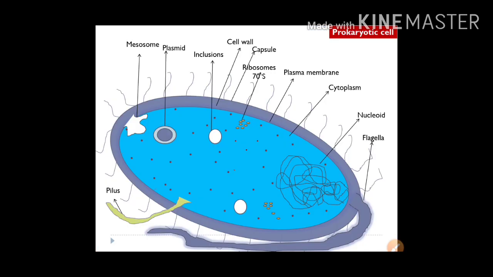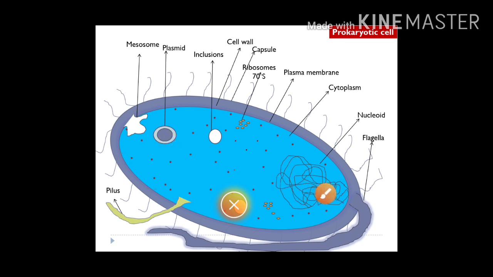This is a prokaryotic cell in which we have different portions. First we will see the capsule. The outer layer is capsule. Then inner to that is cell wall. The inner layer is plasma membrane. Inside this ground substance is cytoplasm. These are the inclusions. Inclusions means the bodies in which food is stored. Then plasmid. Plasmid is extra chromosomal DNA.